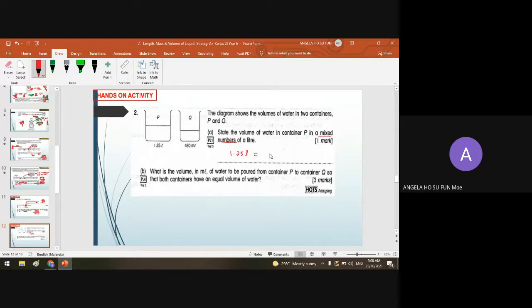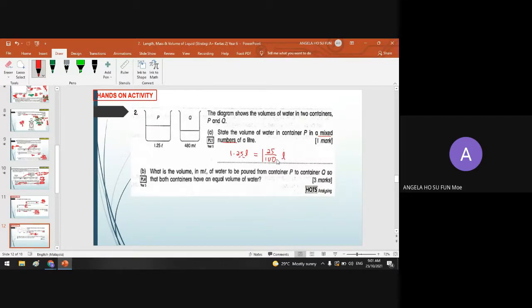Is it 1/4? Okay, your answer is 1/4. Let us see whether it's correct or not. You can see after the decimal point there are 2 places here. I know this is 25 over 100. Two decimal places means that it is over 100 liter.